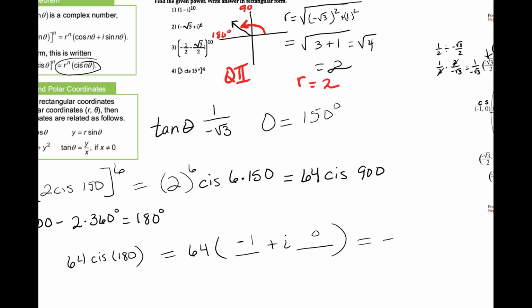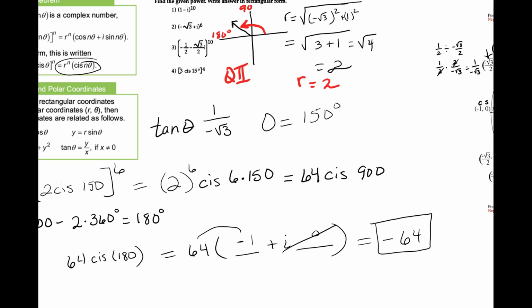So we end up with something that looks like -64, because this is 0. So we just have to multiply that times that. We get -64. And that is what negative square root of 3 plus i to the 6th power is. So not really that difficult.